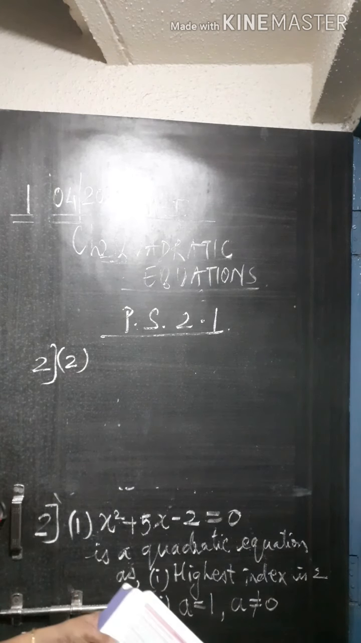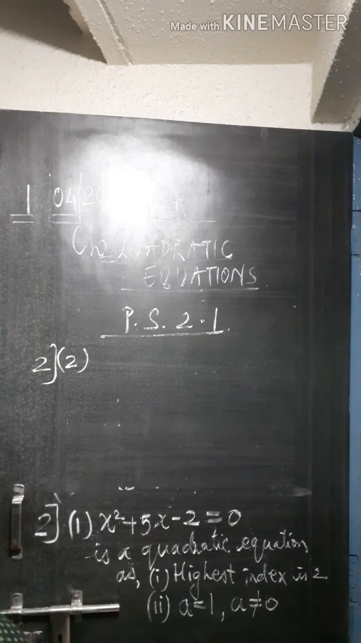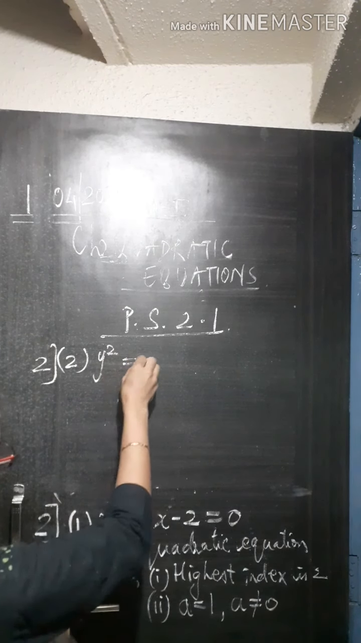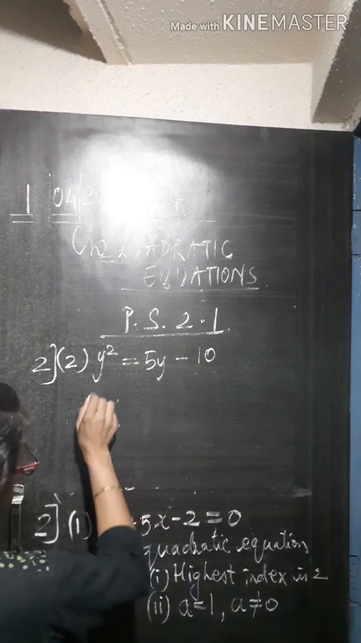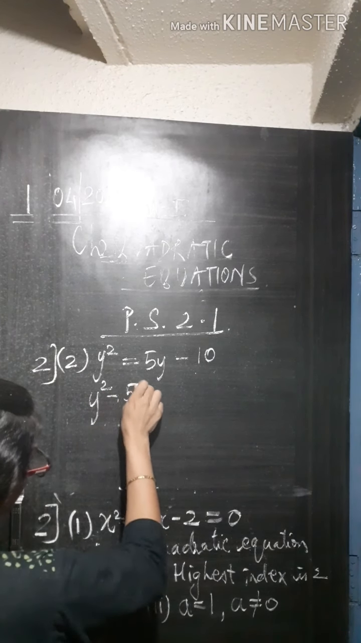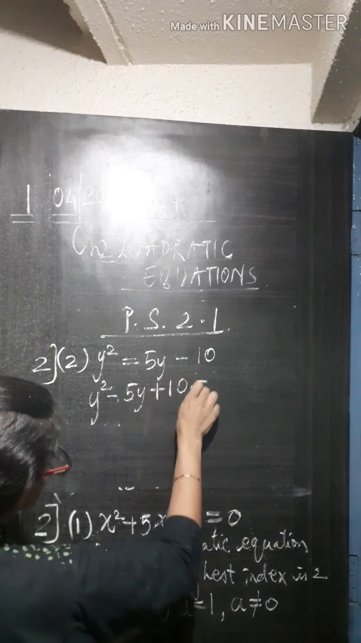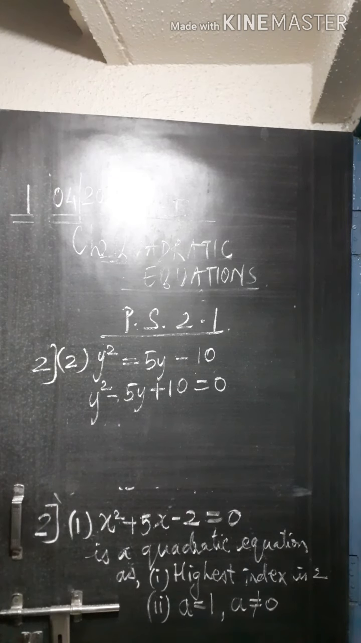The second one is again a similar type of equation. We only have to rearrange. y square is equal to 5y minus 10. So if I rearrange, what will I get? y square minus 5y plus 10 is equal to 0. It again satisfies all the conditions, so again you will have to write down both the points, right?